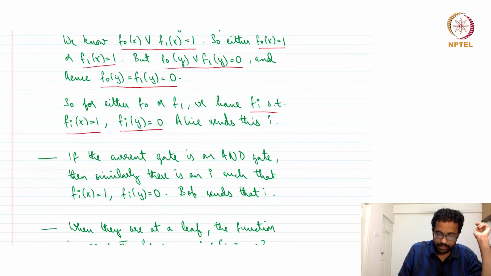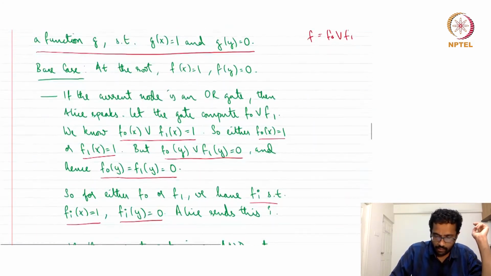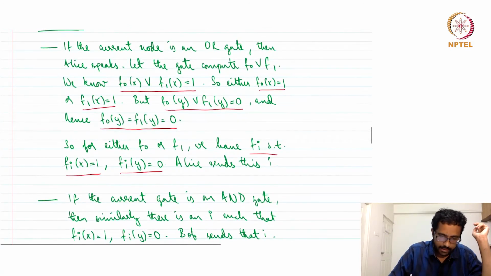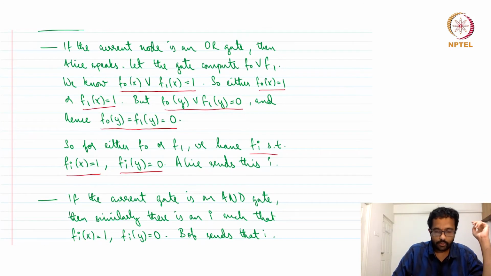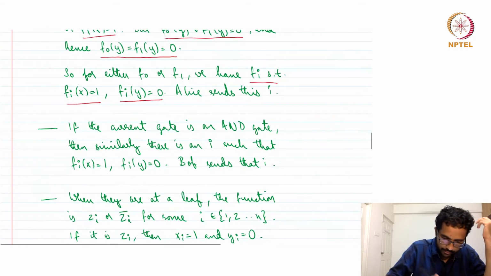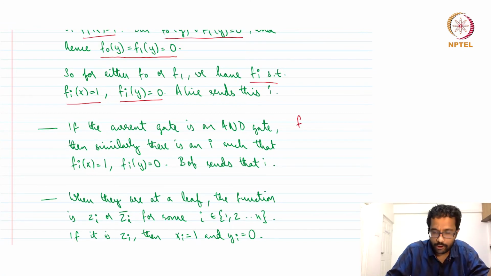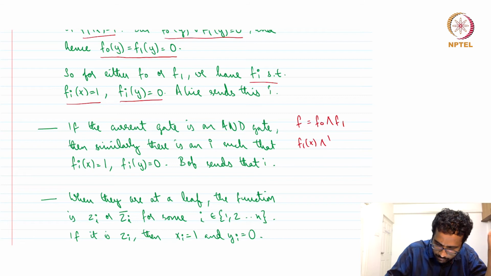Similarly, if the current gate is an AND gate, Bob speaks. Why is that? Just like what we said before, if it's an AND gate, then it will be like this. Let's say f is computed at that gate, where f is f0 AND f1, and we know that f0x and f1x are equal to 1.